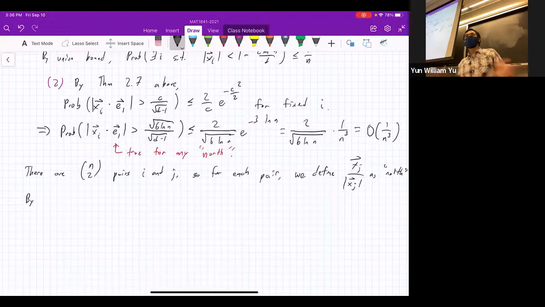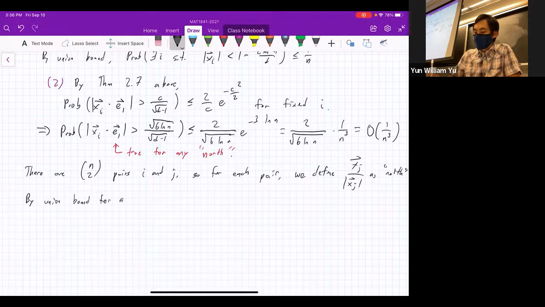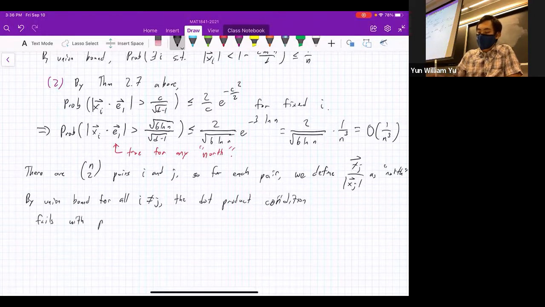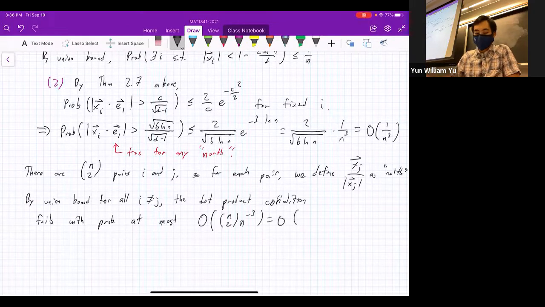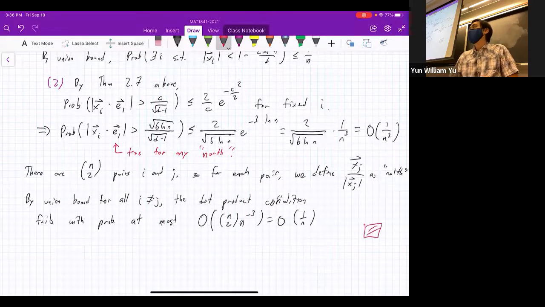And note that n choose 2 is smaller than n squared, and so we're going to use the exact same union bound argument. So by union bound, for all i not equal to j, the dot product condition fails with probability at most O of n choose 2 times n to the minus 3, which is equal to O of 1 over n. And this completes the proof. So basically, with high probability, if you just choose n random points, they're all going to be orthogonal to this degree of orthogonality that we've defined. They're all going to have approximately unit norm.